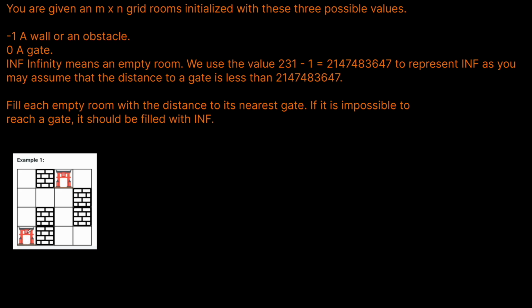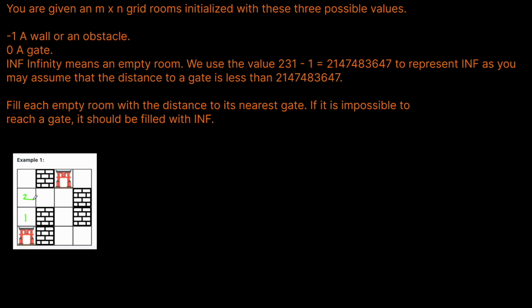All right, so let's look at an example now. We have the gates here, these little red ones, and we want to basically fill each of these blank tiles with the distance to its nearest gate. Obviously, these are walls, they're obstacles. They don't really have a distance to their nearest gate. So what about this tile? What's the nearest gate? We can either go one step to this one, or we can go 1, 2, 3, 4 to this one. Obviously, this one is closer, so it's 1.